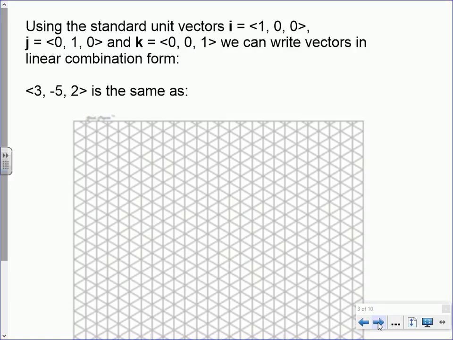As you recall from chapter 6, there are 2 different ways to represent a vector. You can write them in standard form with the chevrons, or you can write it as a linear combination of the unit vectors, like this: 3i minus 5j plus 2k. That means the same thing as the vector 3, negative 5, 2.